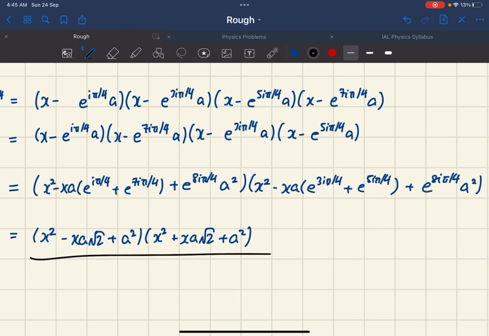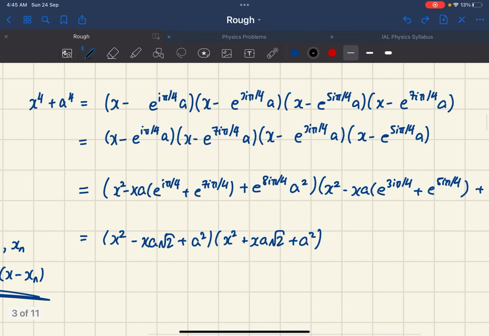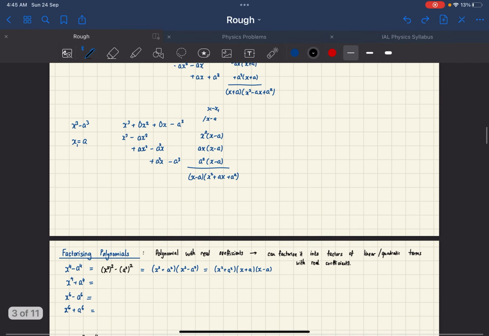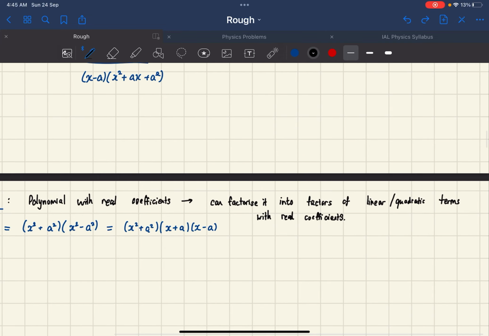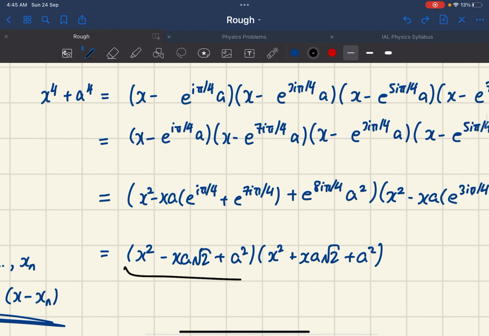Whoa, what just happened? How do we get this? Is this equal to this? Indeed it is. I won't do the expansion because it's quite a lot of work, but it does work. This is what happens. And this is what I mean by all polynomials with real coefficients can be factorized into factors of quadratic or linear terms, and all these terms have real coefficients. This is a real coefficient, real coefficient. All of these have real coefficients.